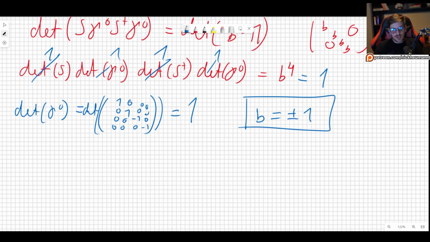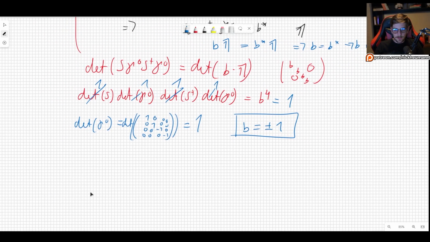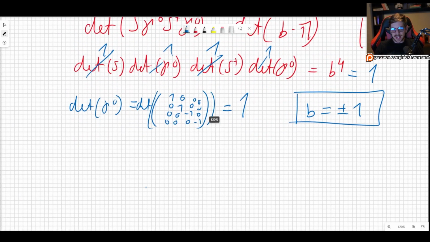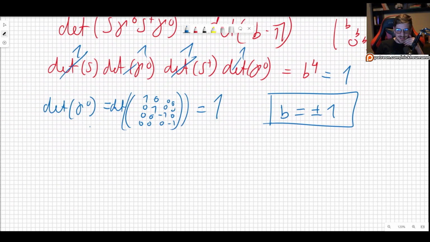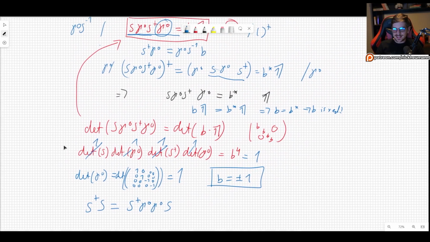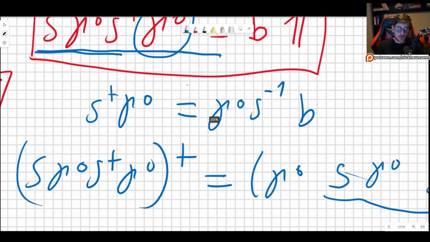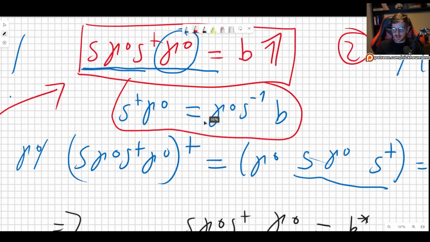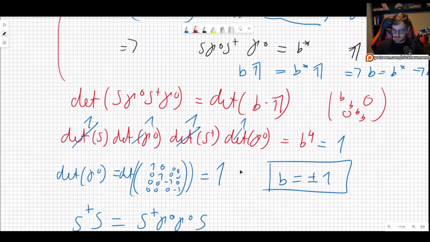Okay, so what next? So next we want to go back to some other way of gathering some information. So let's now take S dagger S, right? We want to see what's going on here. What is S dagger S? So this we can write as S dagger gamma 0 S. But we already know what S dagger gamma 0 is. That's why we wrote this actually in the first place. S dagger gamma 0 is this thing. It is gamma 0, S to the minus 1.